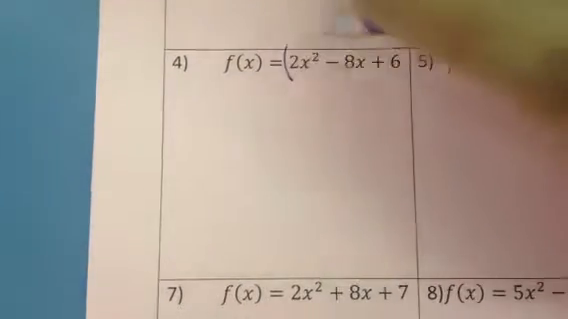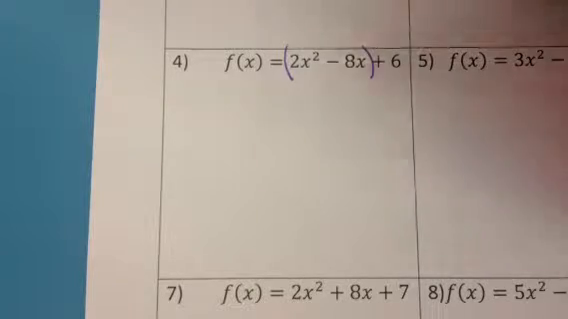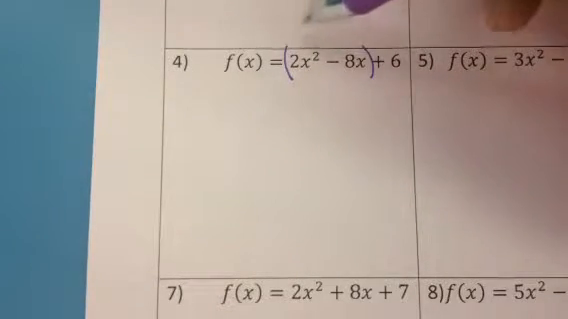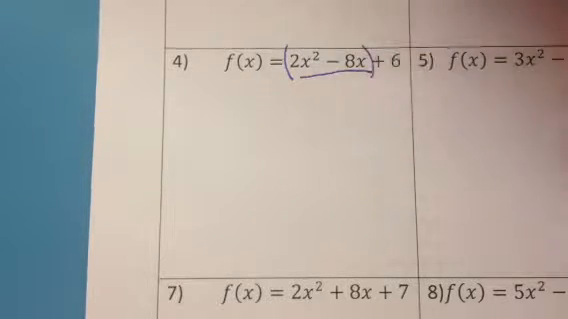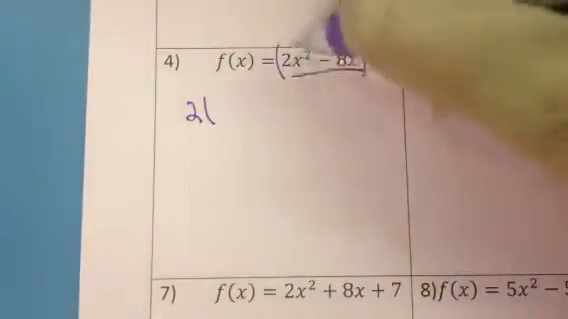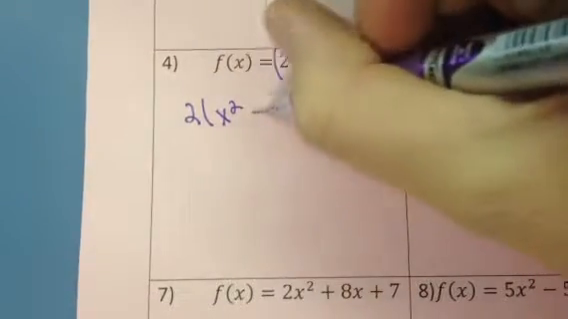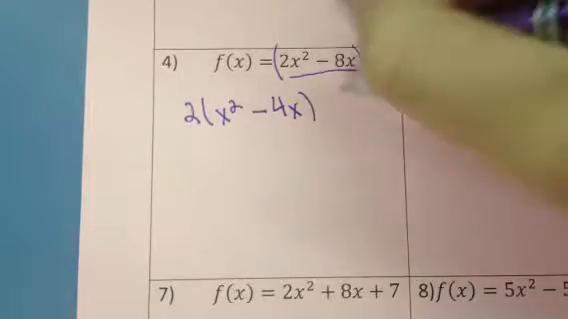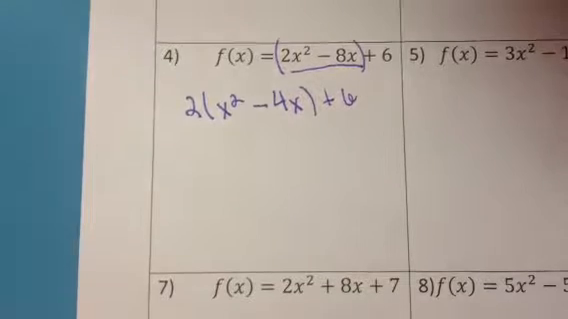Just like last time, we're going to start by putting our first two terms in parentheses. But now I need to factor out that number. So that 2 that's out there, I'm going to factor it out of just the expression in parentheses. I'm going to leave the 6 alone. So when I factor that, I now have 2x squared divided by 2 is x squared. Negative 8x divided by 2 is negative 4x. And then I'm going to keep my plus 6 hanging out here.